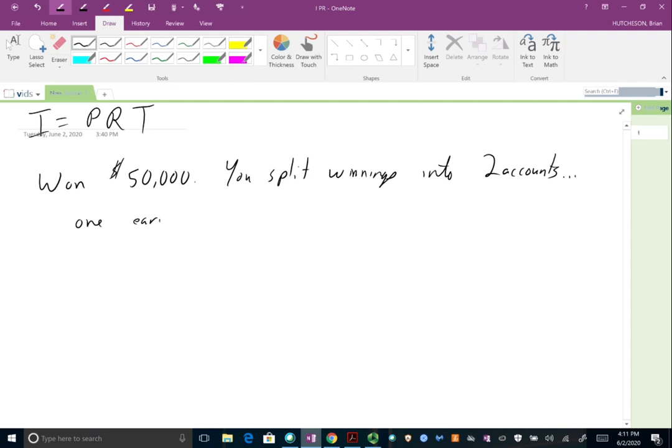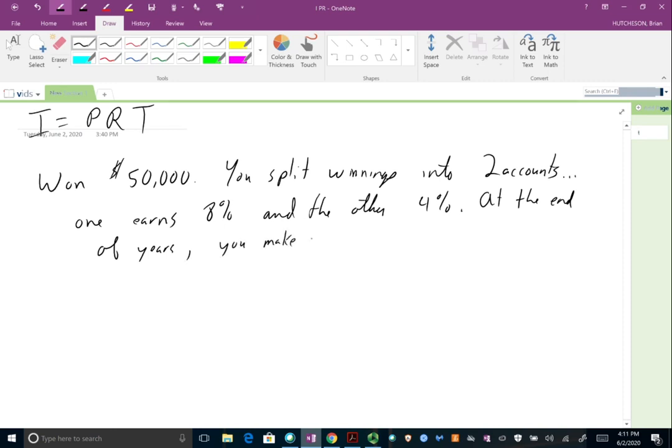One earns, let's say, 8%. And the other 4%. At the end of the year, you make $3,200 in interest.